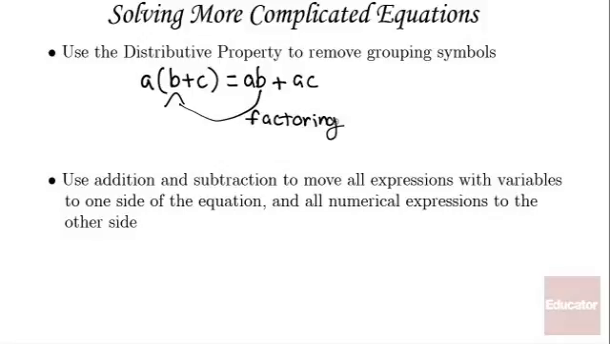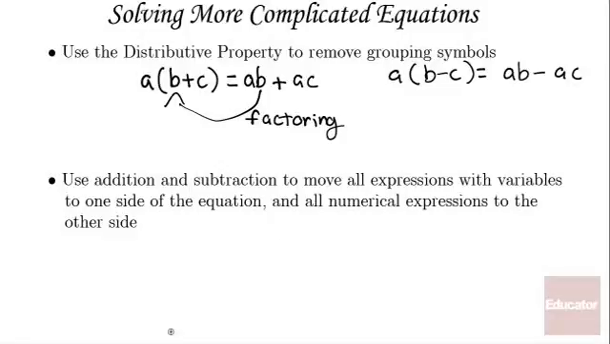And this also holds true for subtraction. So if we have A times (B minus C), we can use the distributive property to turn that into AB minus AC. Again, multiplying the A times the first term, keep your subtraction symbol, A times the second term.